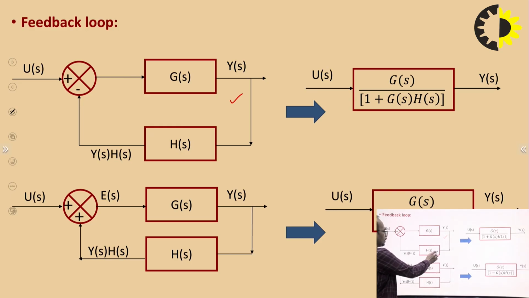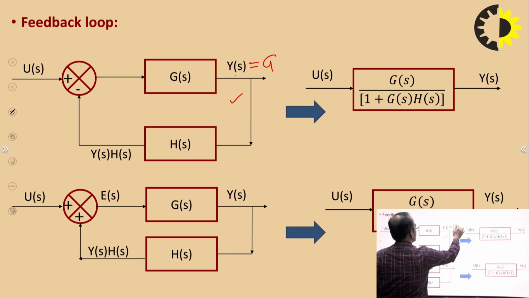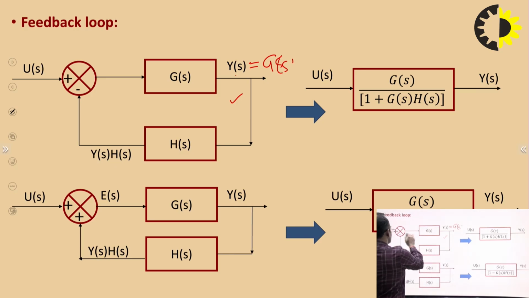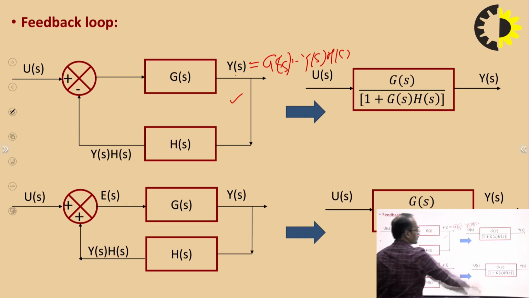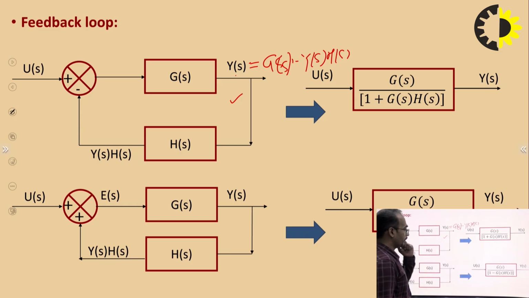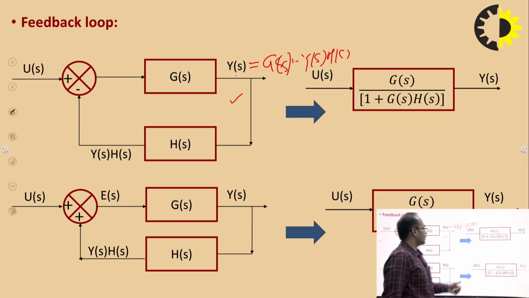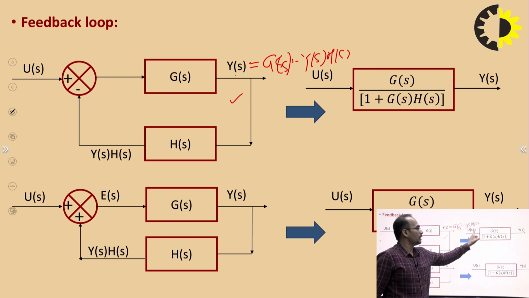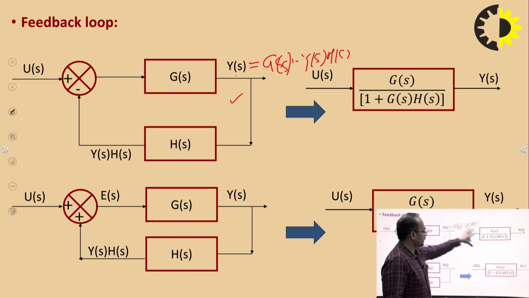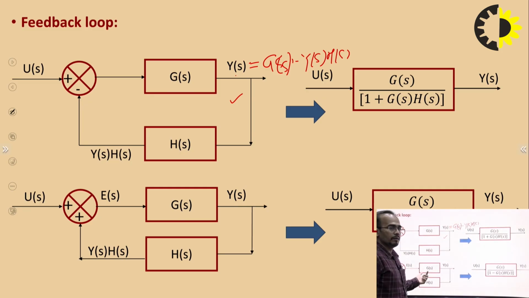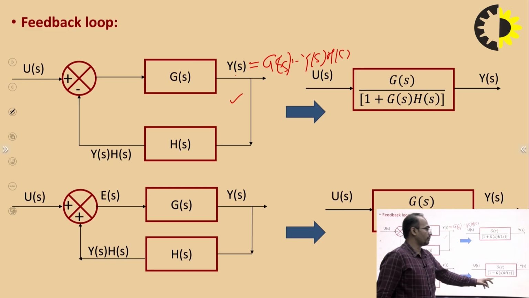The output of the feedback path is Y(s) into H(s). What will be the output for this block? You will get Y(s) equal to G(s) into U(s) minus Y(s)H(s). The purpose is to find the output in terms of the input. After calculating this, we will get G(s) upon 1 plus G(s)H(s). Similarly, for positive feedback, we will get G(s) upon 1 minus G(s)H(s).